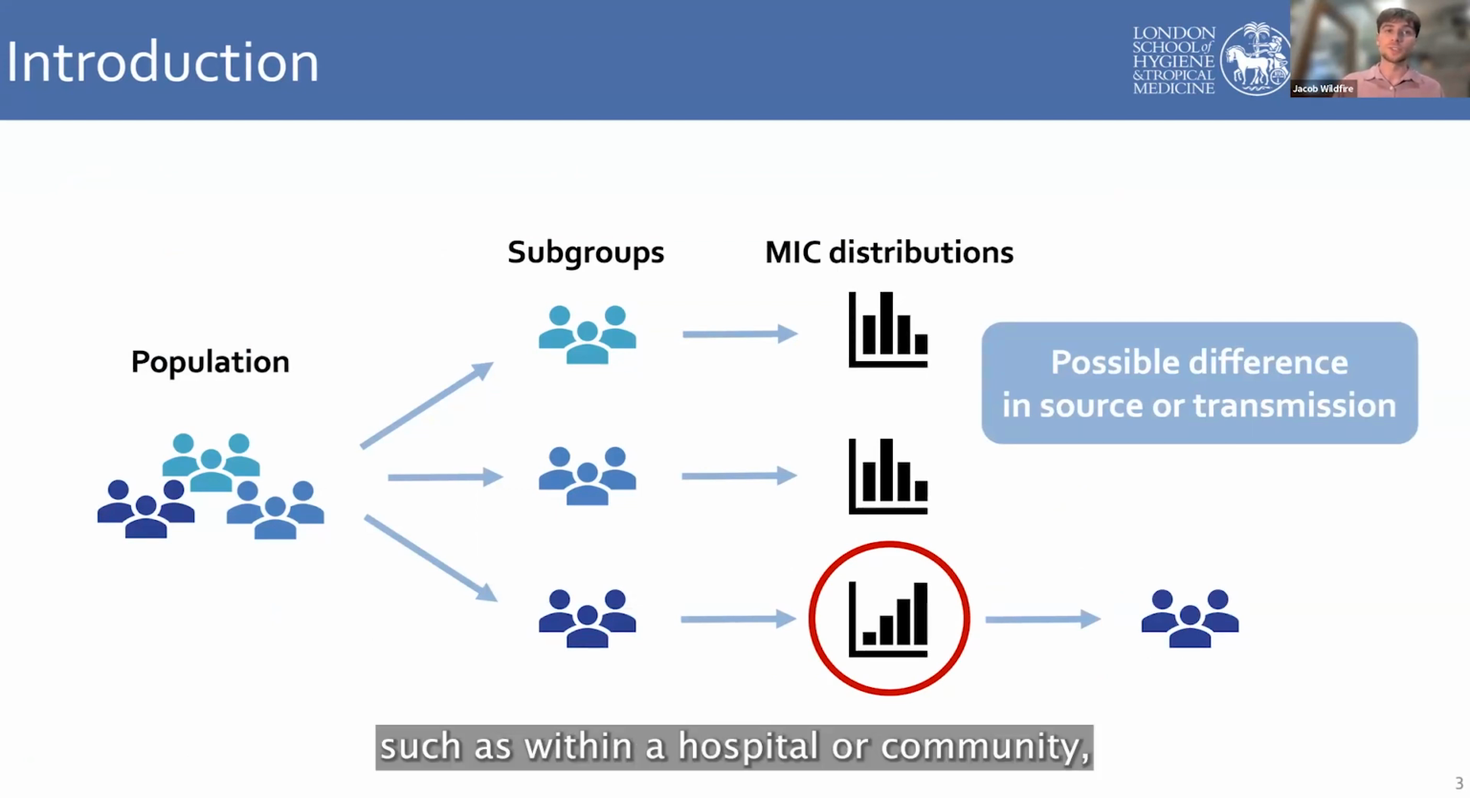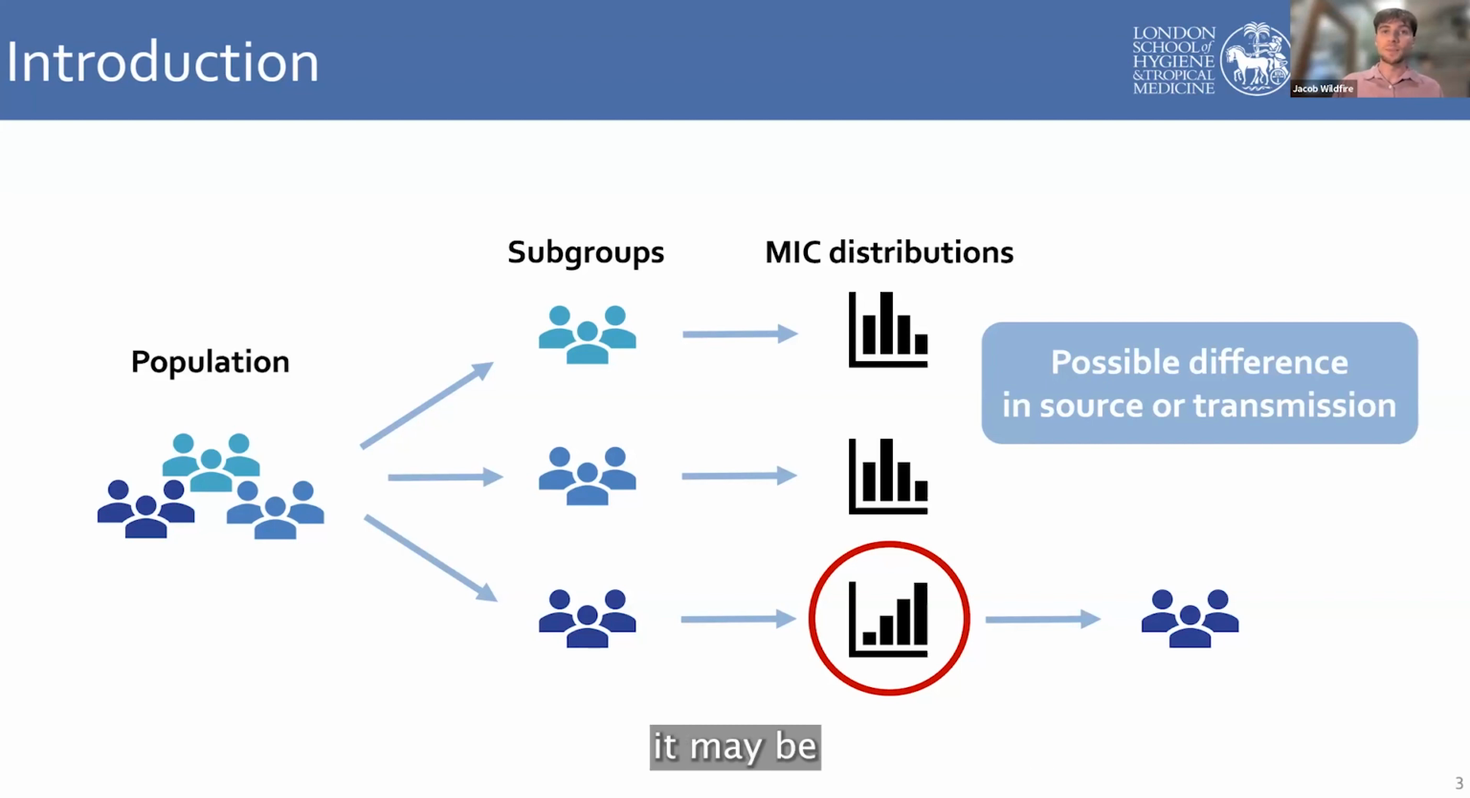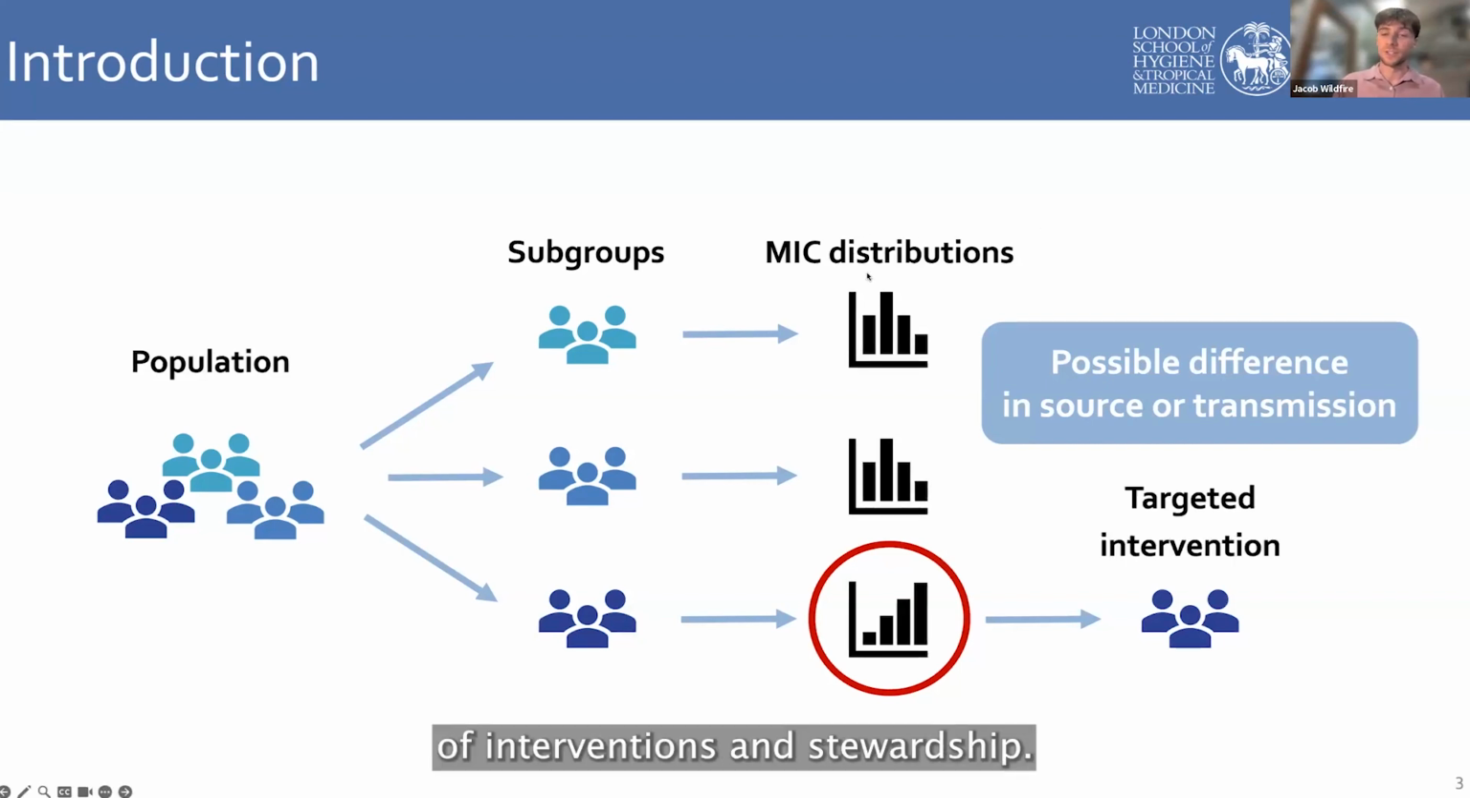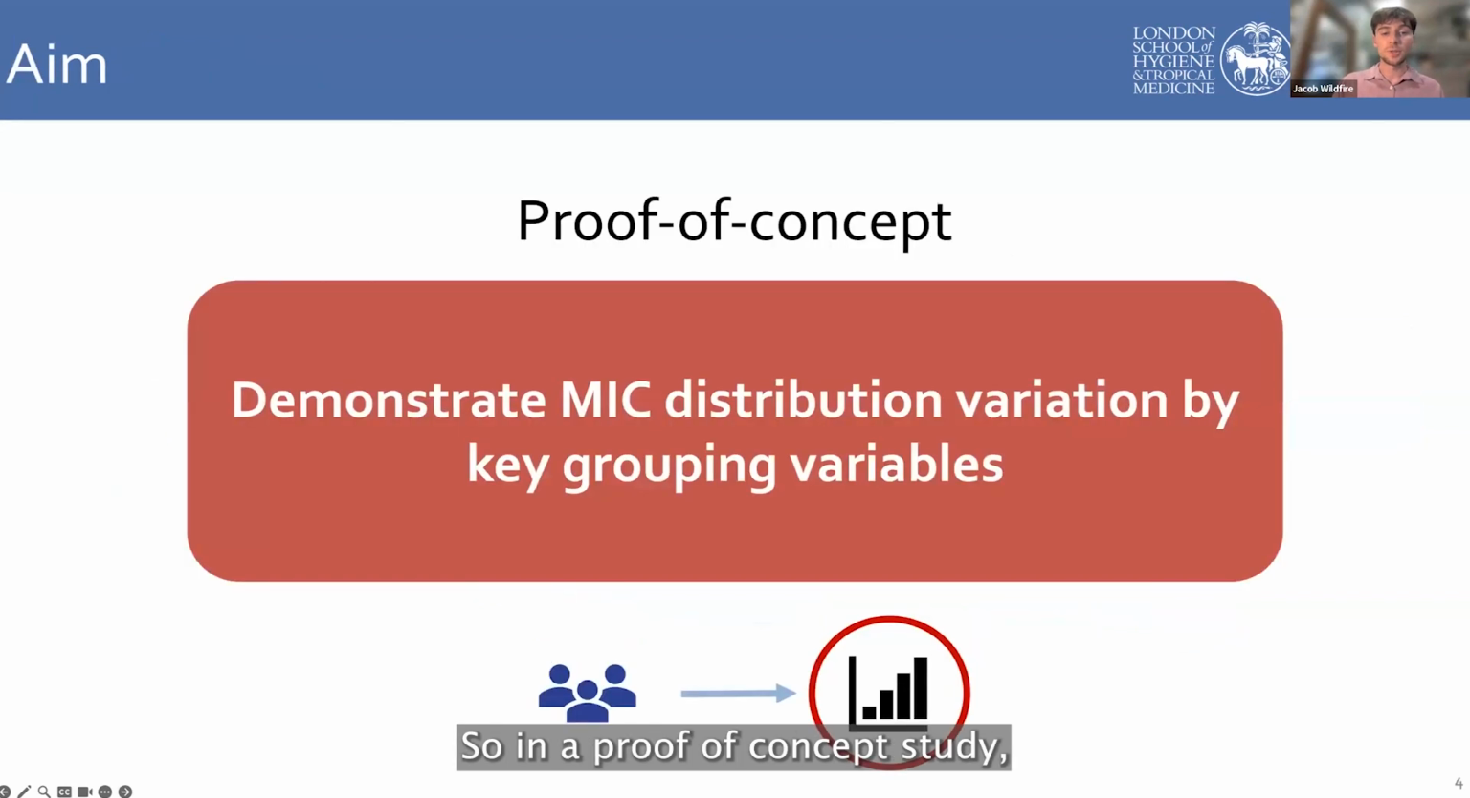Performed at a local level, such as within a hospital or community, it could improve the targeting of interventions and stewardship. So in a proof of concept study, we use datasets within the Vivli AMR register to demonstrate multinational MIC distribution variation by key grouping variables.